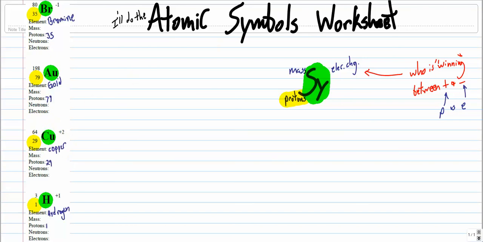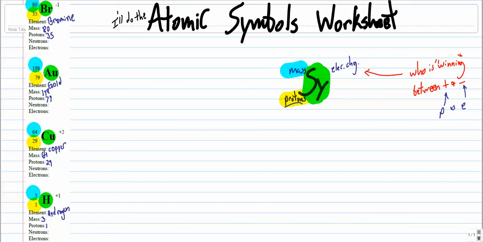Okay, so I've written in the element name and the protons, the bottom left number and the notation here. And let's go to the top number, the top left number. This is the mass. That's the bigger of the two numbers you see. So for bromine here, that's going to be 80. And for gold, that's going to be 198. For copper, that's going to be 64. And for hydrogen, this atom of hydrogen, that's going to be 3.